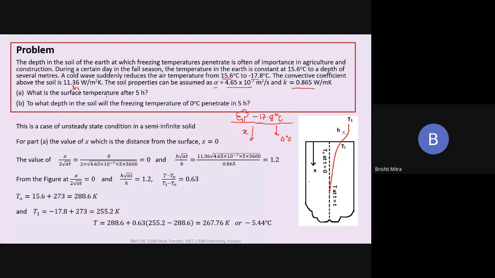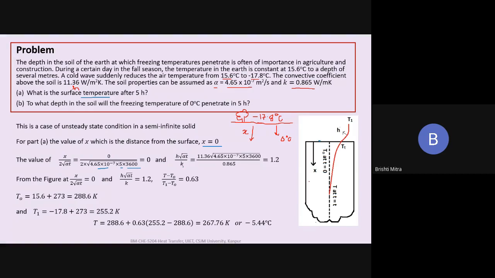The first thing we need to know is the surface temperature. When we are talking about the surface temperature, the value of x is equal to 0. So x divided by 2 square root of alpha t, where we write out the value of alpha, and the time is 5 hours, which we turn into seconds. This value comes out to be equal to 0 because my numerator is 0.